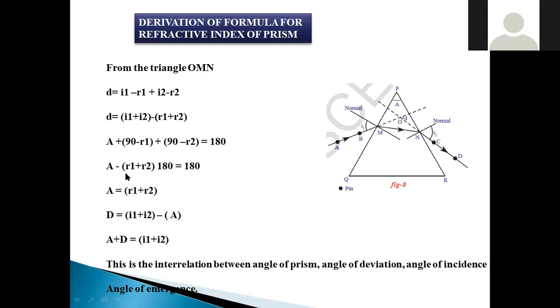So how can it be represented? We can take the similar terms on the same side. Now it becomes A minus (R1 plus R2) plus 180 is equal to 180. 180 and 180 get cancelled. Now it becomes A is equal to R1 plus R2. What is A? The angle of the prism. A is equal to R1 plus R2. What is R1? The angle present between these two lines is called R1. The angle present between these two lines is R2.